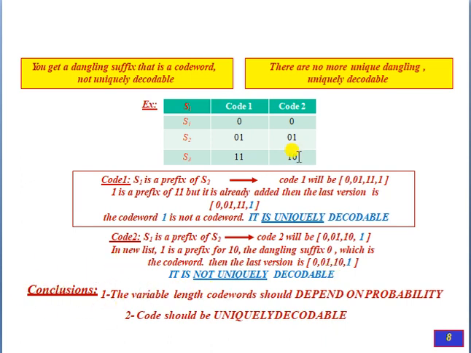The conclusion which we can derive or deduce on these two codes: the variable length code word should depend on probability and the code should be uniquely decodable. Clear to all students?